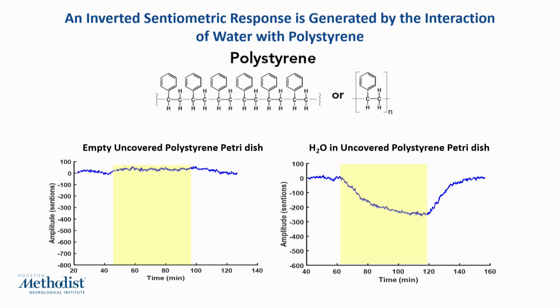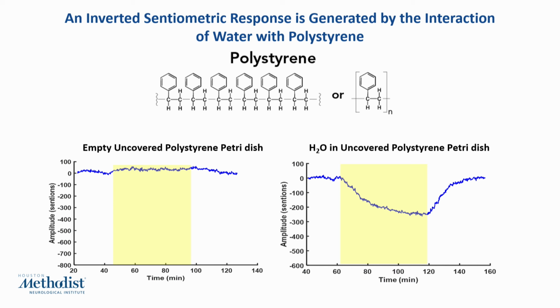All of the petri dishes are made out of polystyrene. So if I took an empty, uncovered polystyrene petri dish, you don't get a response at all. You put water in it and record from it. A little bit of water, you get an inverted response. So there's some interaction of water with the benzene rings.